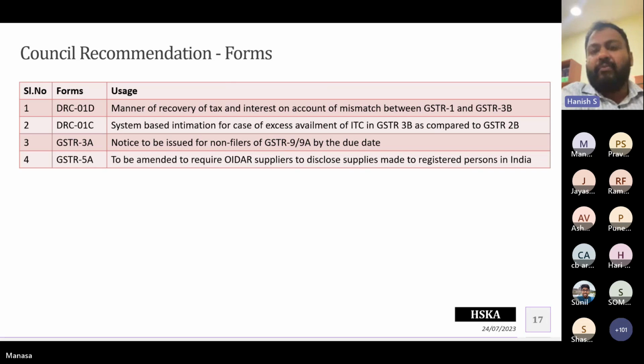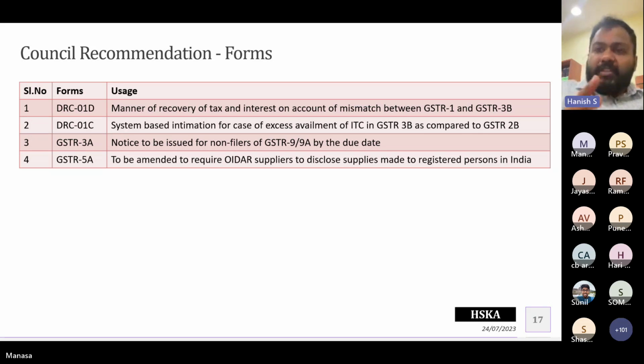Next. So some forms have been changed. So now I think DRC 01A is there, 1B is there. Now we have C also, we have D also. So there are a lot of issues around this DRC 1A and 1B, wherever there is a mismatch between GSTR 1 and 3B. The authorities are issuing notices saying why is there a mismatch between 1 and 3B. If you don't reply, or if you reply but I'm not happy with your reply, I will be able to recover that money. Now, how will they recover the money? The manner of that recovery is going to be prescribed by way of DRC 1D. So we'll have to wait for that form.